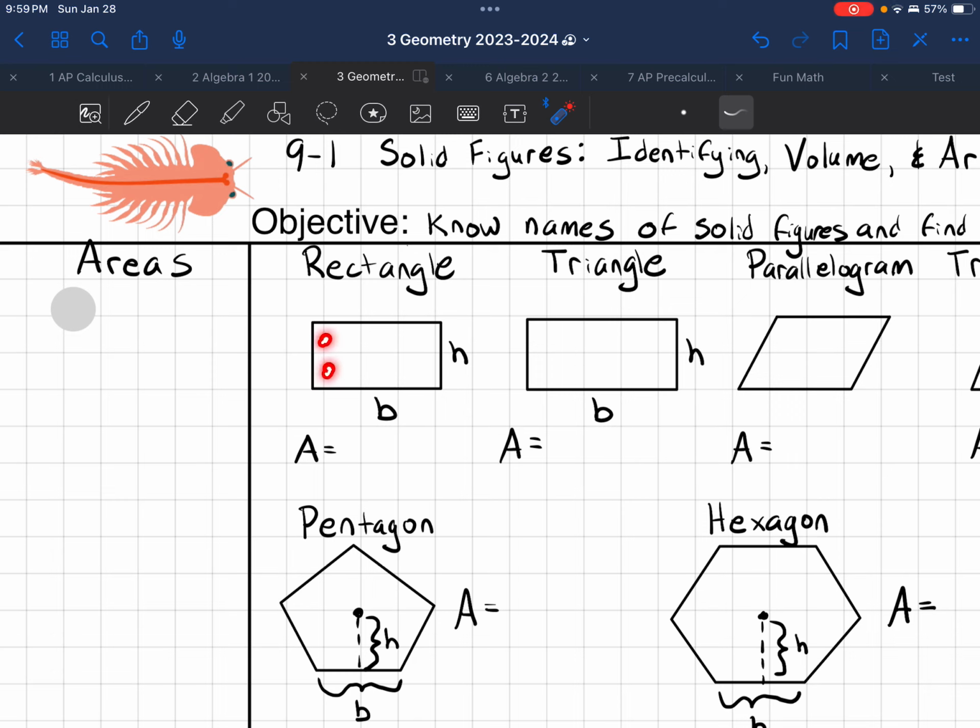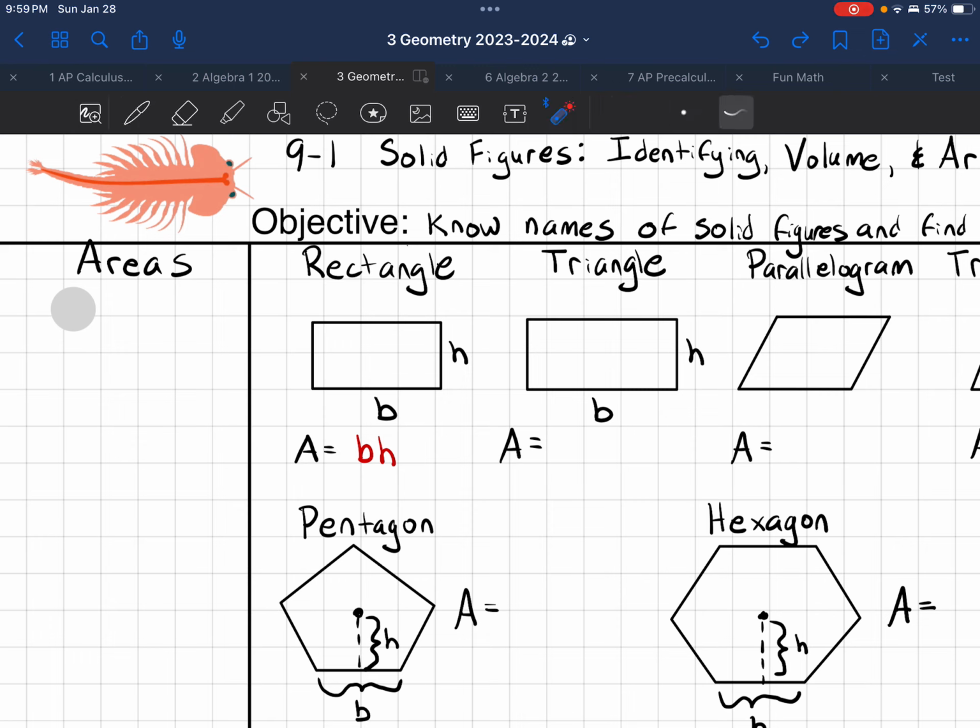If I had 2 by 3, 2 times 3 is 6 because it's 2 rows of 3 columns and you just multiply. So a rectangle is just multiplication where you multiply base times height. So my answer for our area is just multiply B and H. You don't have to have a little dot in between, but you can if you want.